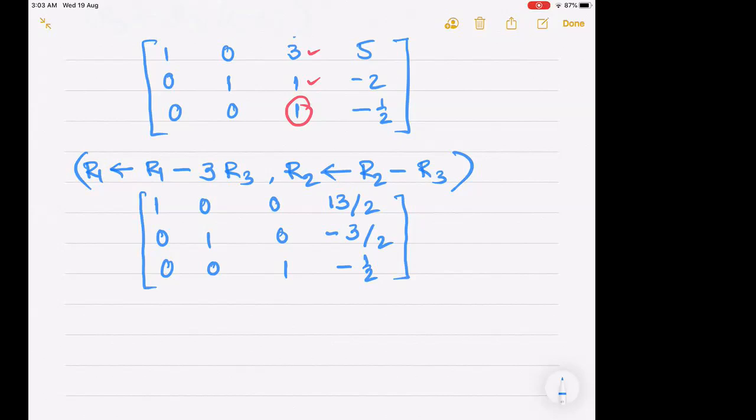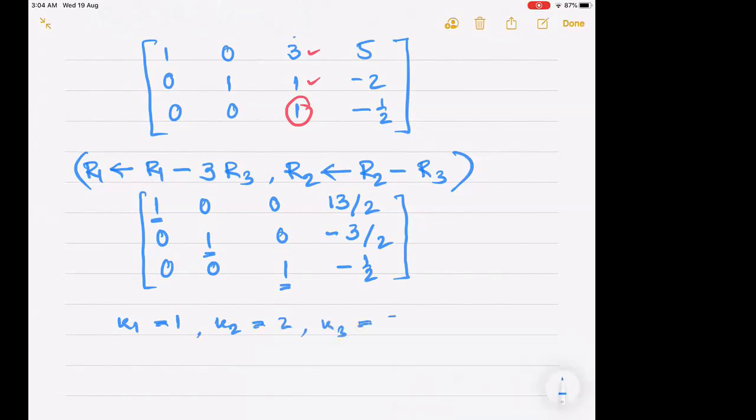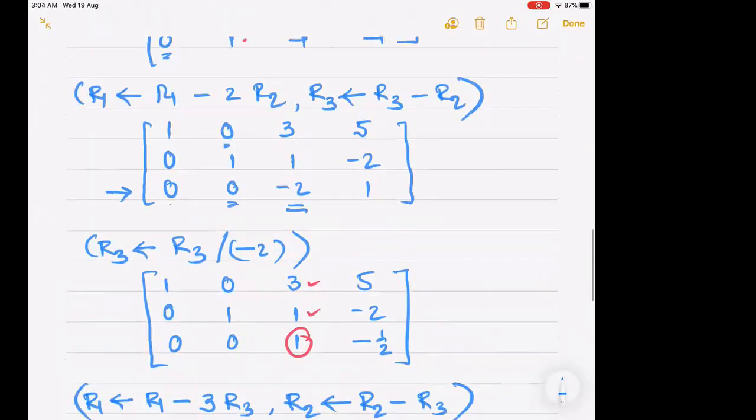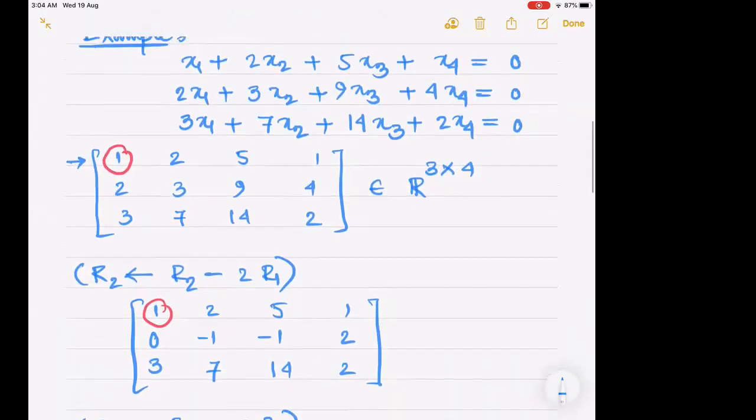Now this is in row reduced echelon form, as you can see. This is a leading one, this is a leading one, this is a leading one. K1 here is equal to 1, K2 here is equal to 2, and K3 here is equal to 3, right? Now, once I have this, what does this really mean? It means the following.